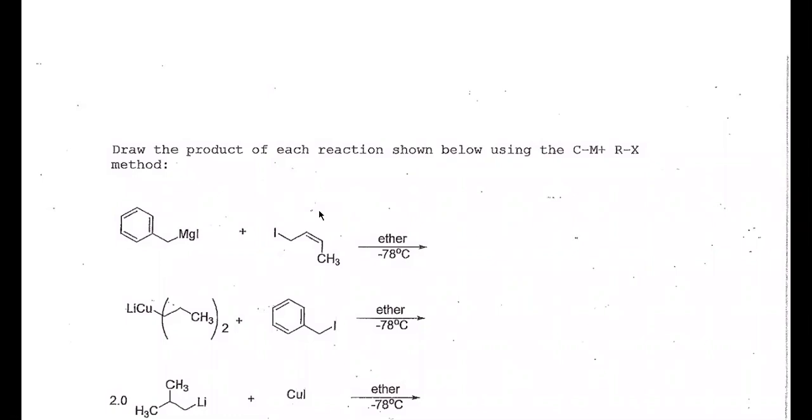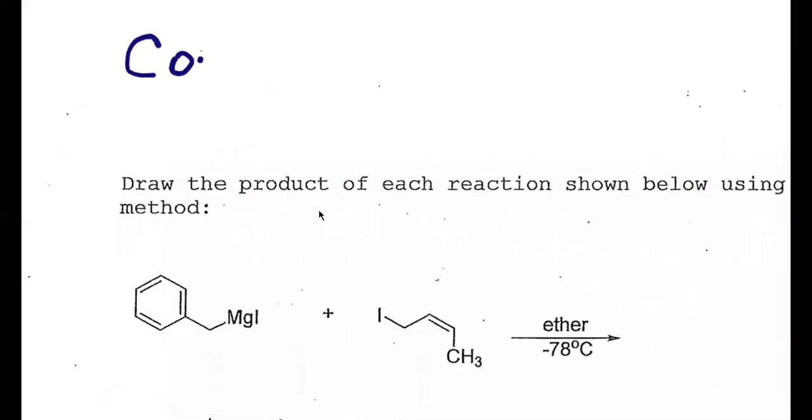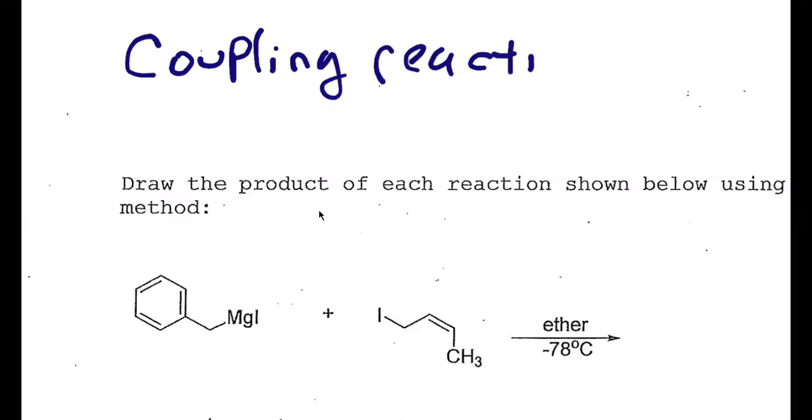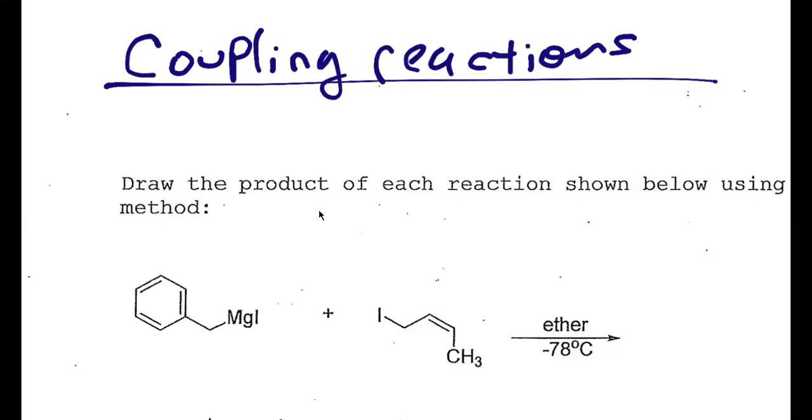We talked about the different types of organometallics: the Gilman, the Grignard, the different types of Gilman reagents, different types of Grignard reagents. And one of the things that we talked about initially was what to use the organometallics for. One of those things was coupling reactions, which are basically substitution type reactions.